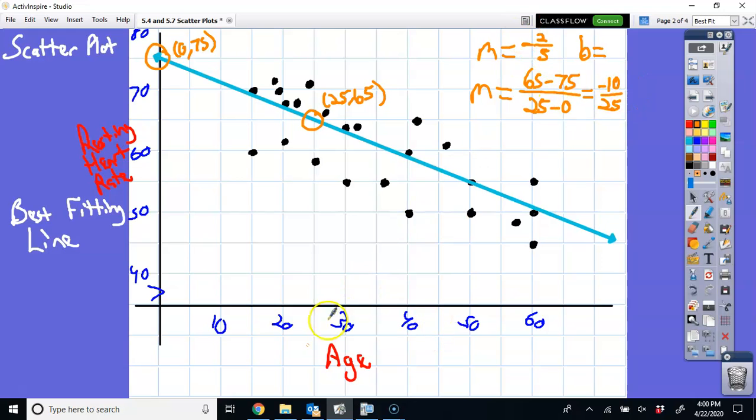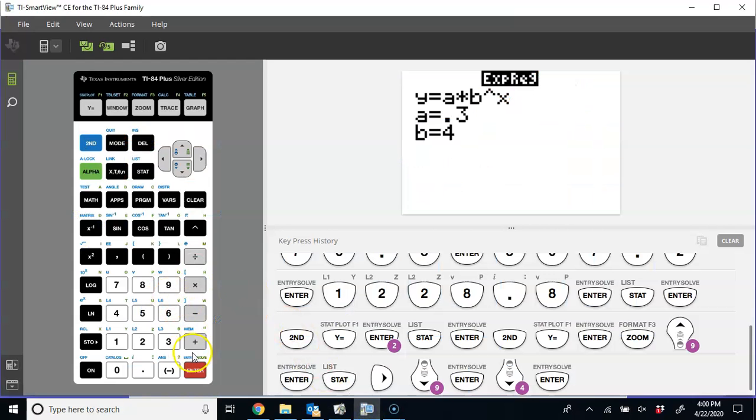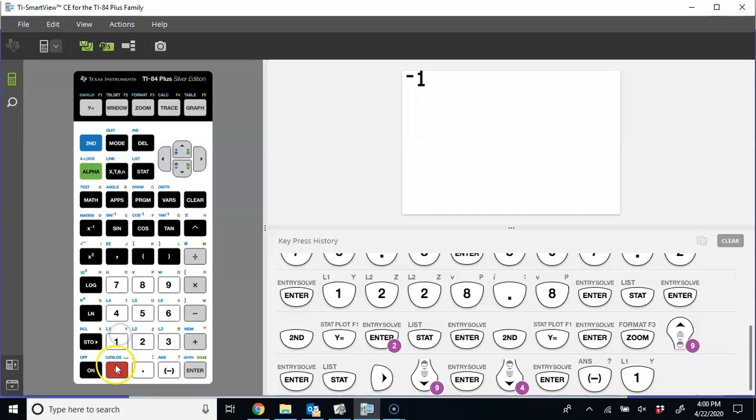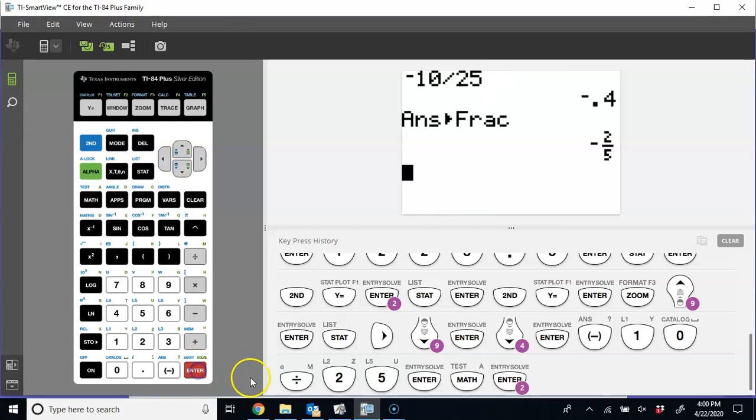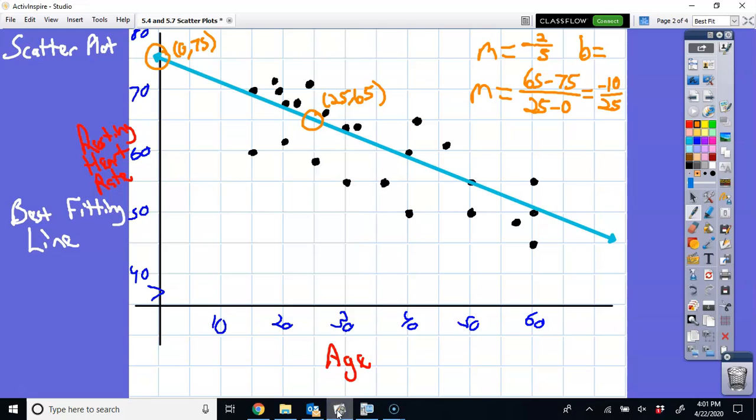If you can't do negative 10 over 25 in your head, remember you can use the calculator. Do negative 10 divided by 25, press enter, press math, enter, enter, and it changes it back to a fraction of negative 2/5. Also, some of those nice little scientific calculators, even some of the ones you can download on your iPad or your iPhone, will also help you out with fractions. So my slope is negative 2/5.